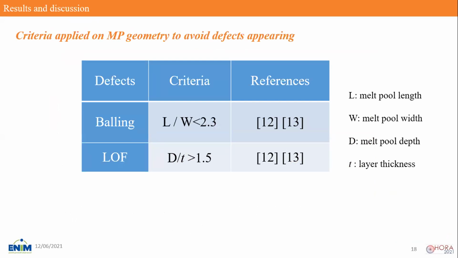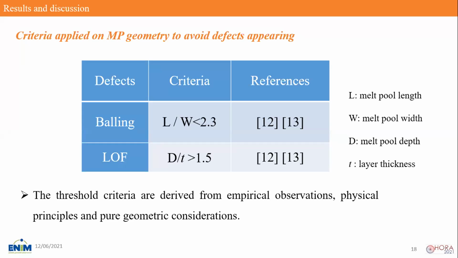Improperly chosen parameters could generate many porosity defects in the final part. Therefore, some criteria can be imposed on melt pool geometry to avoid these defects. To avoid the balling defect, the ratio between the length of the melt pool and the width should be less than 2.3. To avoid the lack of fusion defect, the ratio between the depth of the melt pool and the layer thickness should exceed 1.5. These criteria are derived from empirical observation, physical principle, and pure geometric consideration.